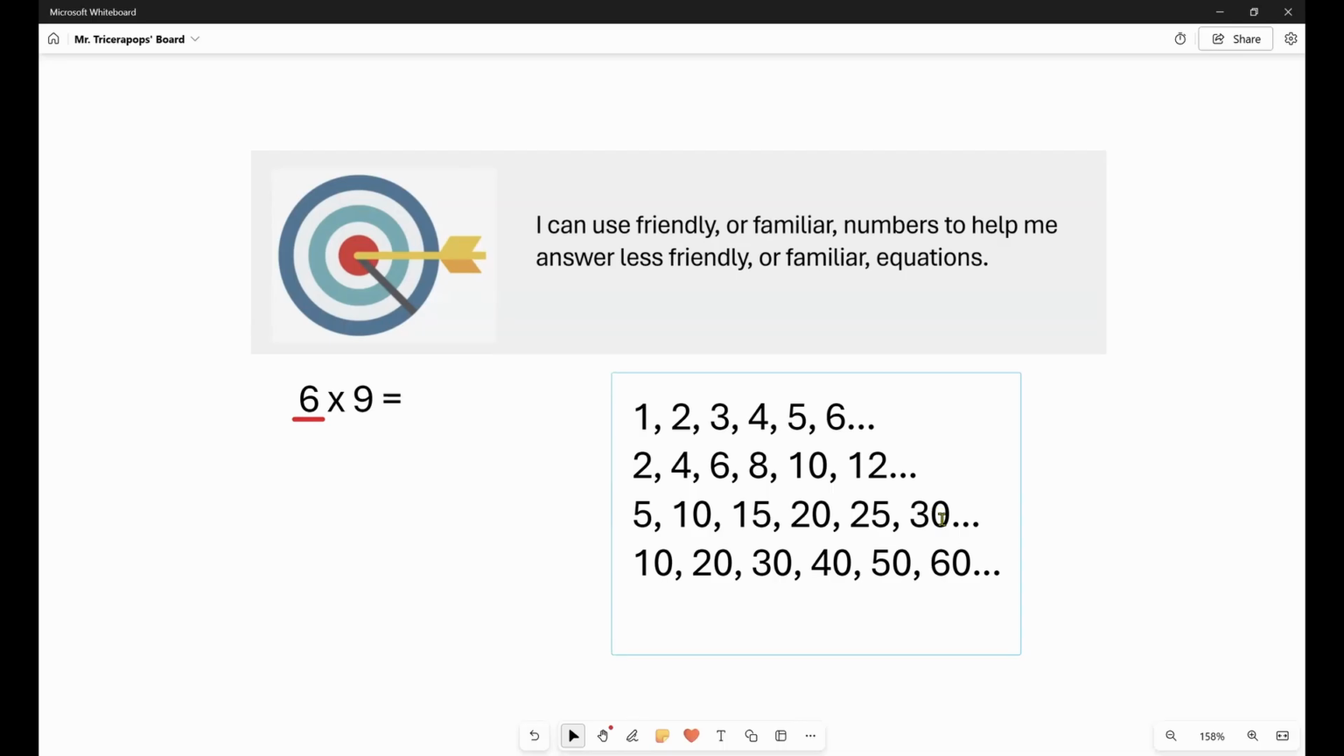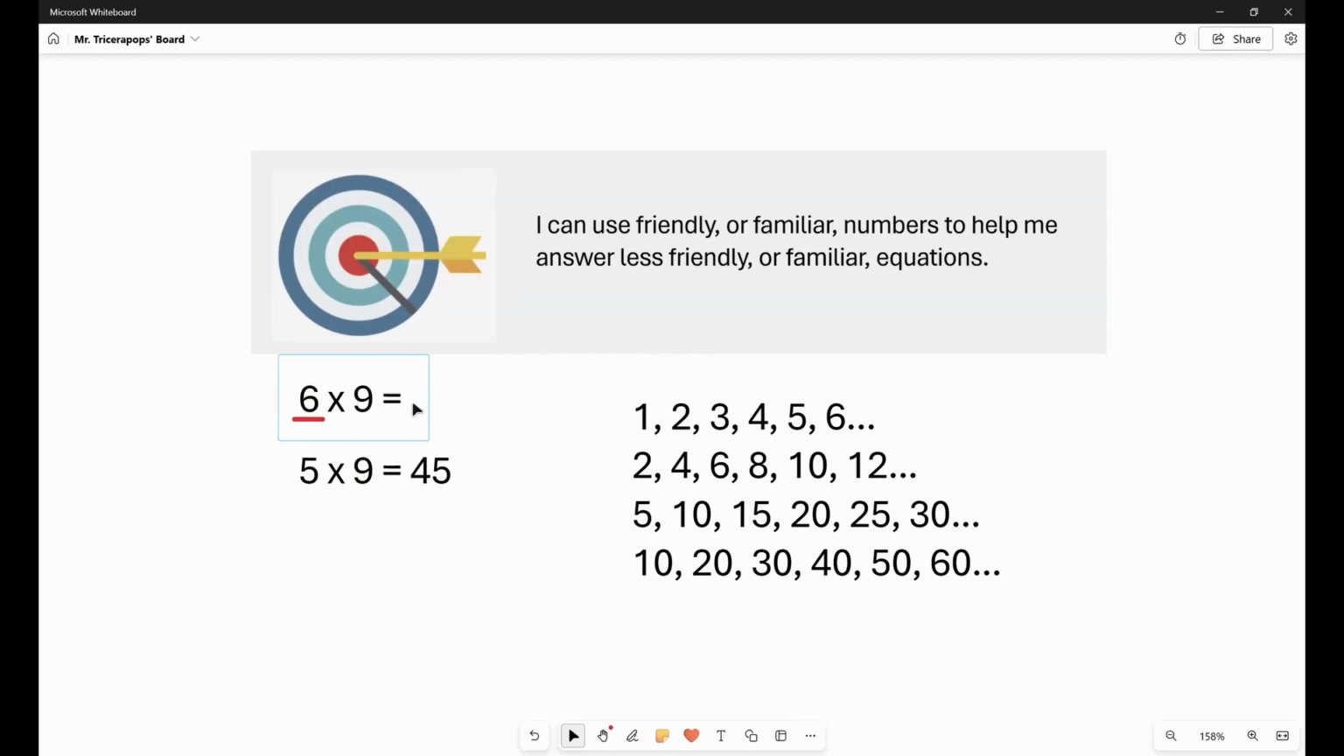Okay. So using that, it can actually help us, right? So let's find an equation that's close to this, right? Instead of 6 groups of 9, let's look at 5 groups of 9. So let's use our friendly number. Let's use our fives. What's 5 groups of 9? It goes 5, 10, 15, 20, 25, 30, 35, 40, 45, right? 45. So 5 groups of 9 is 45.